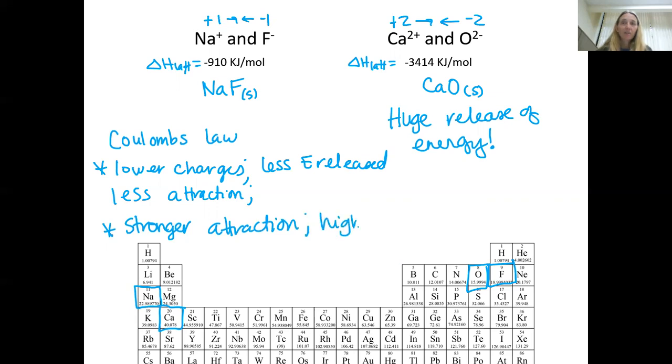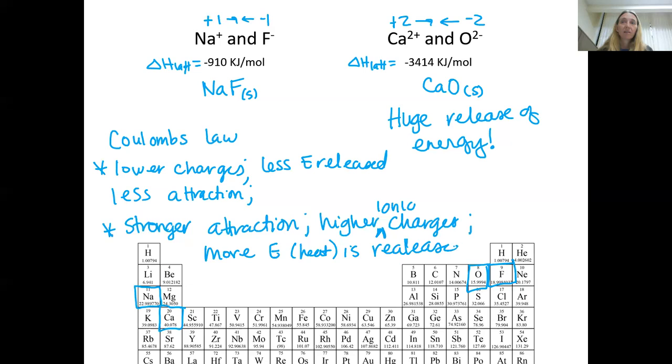Higher charges. And here I mean ionic charges. More energy, and in that energy, heat, is released. Okay, let's put an A in there. So the lower the charges, the less energy released. The higher the charges, a lot more energy is released.